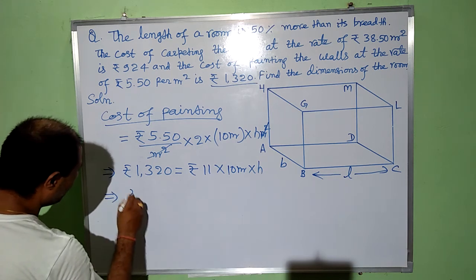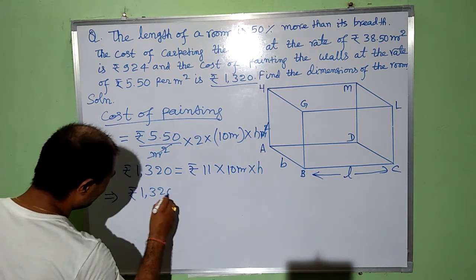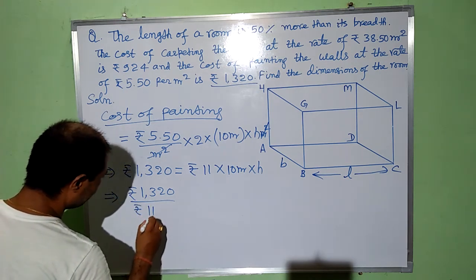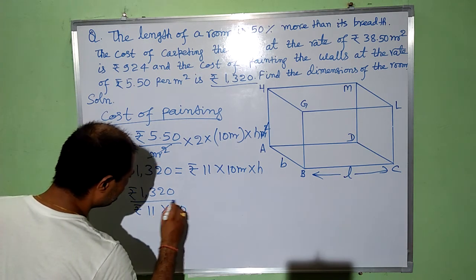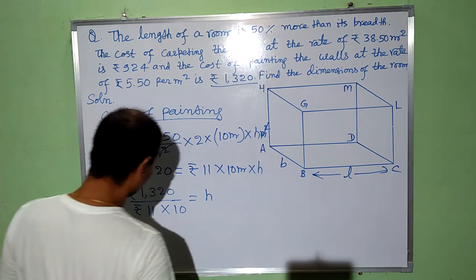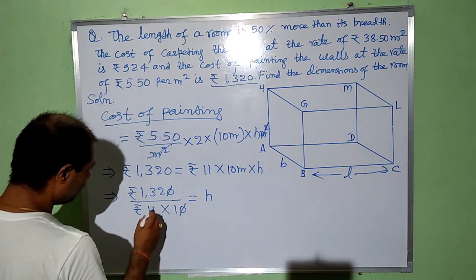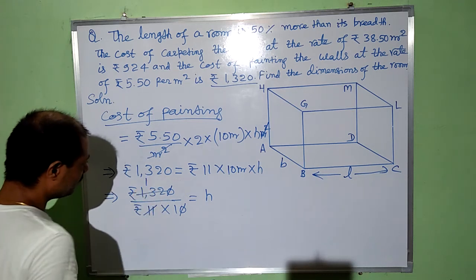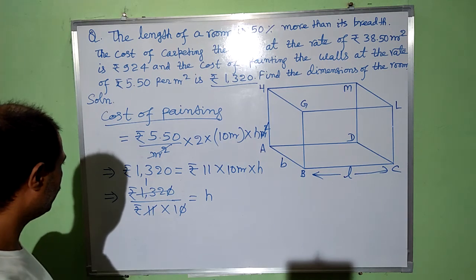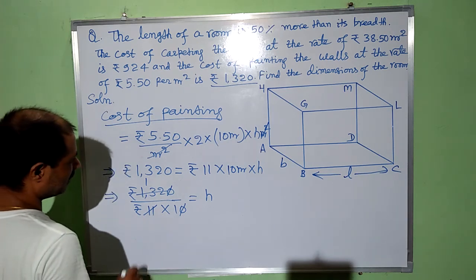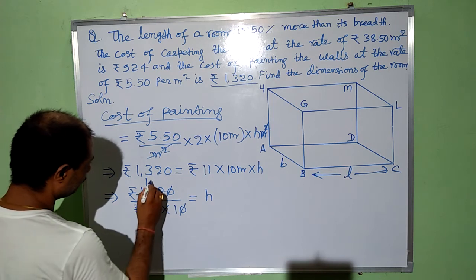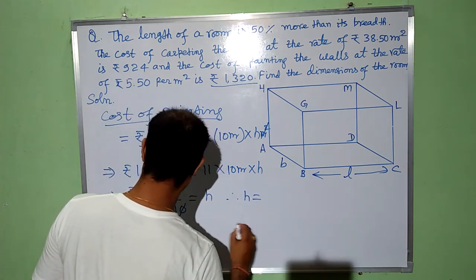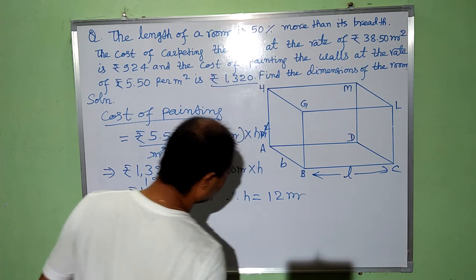Now transposition will be done here. Rupees 1320 by rupees 11 into 10, and this is h. 0 0 cancelled. 11, 1 2 2, 22, 11 2 ja. Hence h is equal to 12 meter.